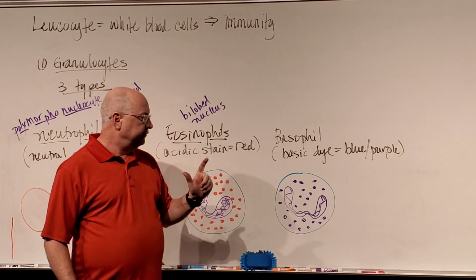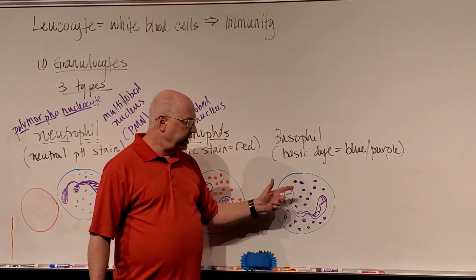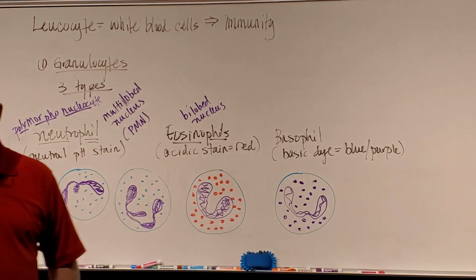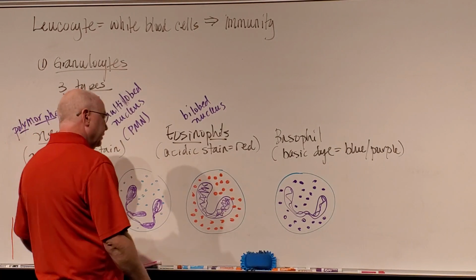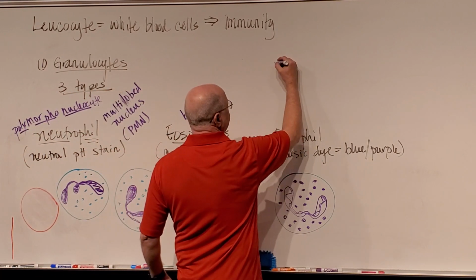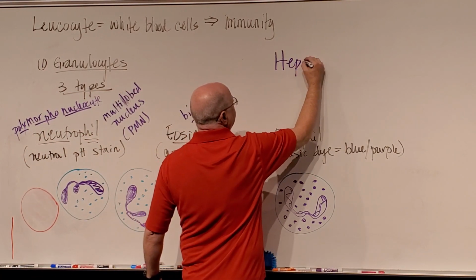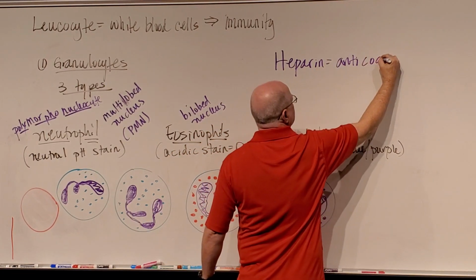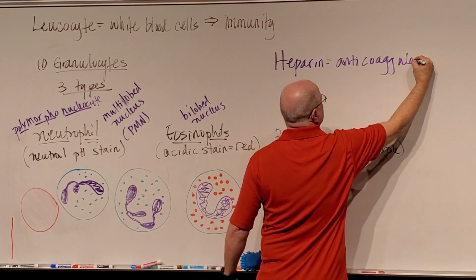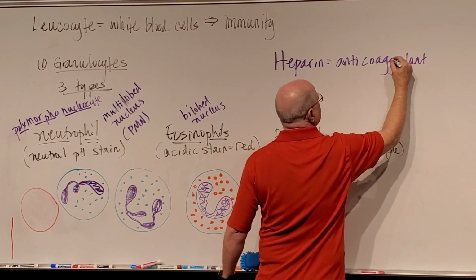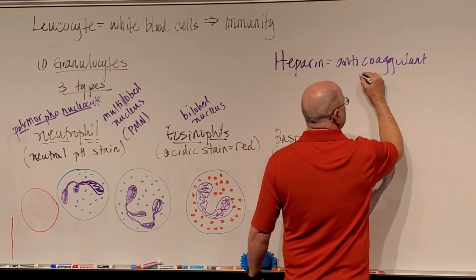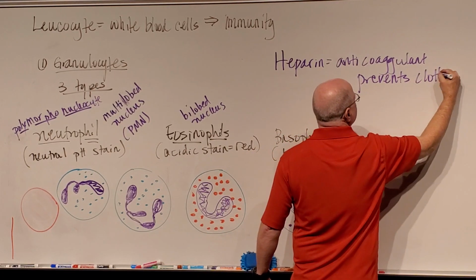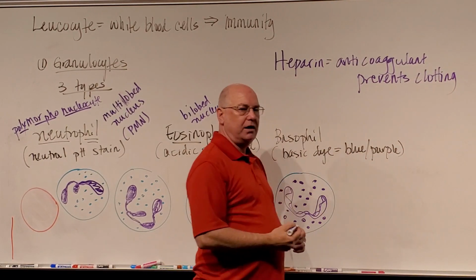Okay. Finally, there's basophils. The granules in basophils have two compounds in them. Those compounds are called histamine and heparin. So I'm going to talk about basophils and histamine and heparin. Heparin is an anticoagulant. So an anticoagulant prevents clotting, at least temporarily.